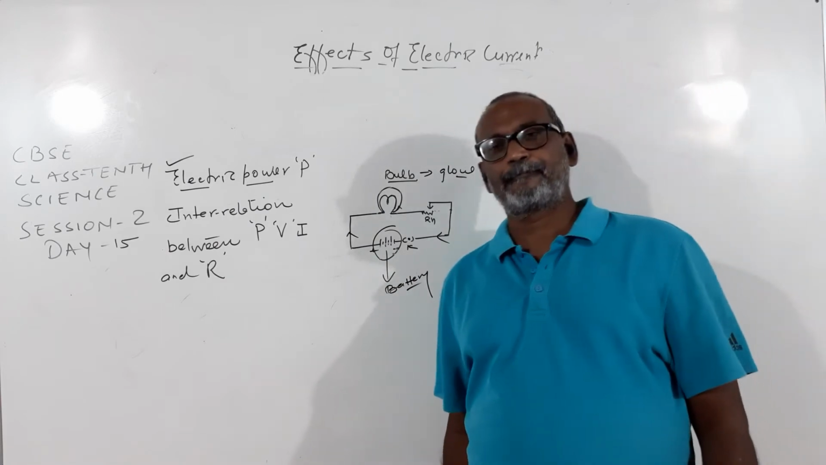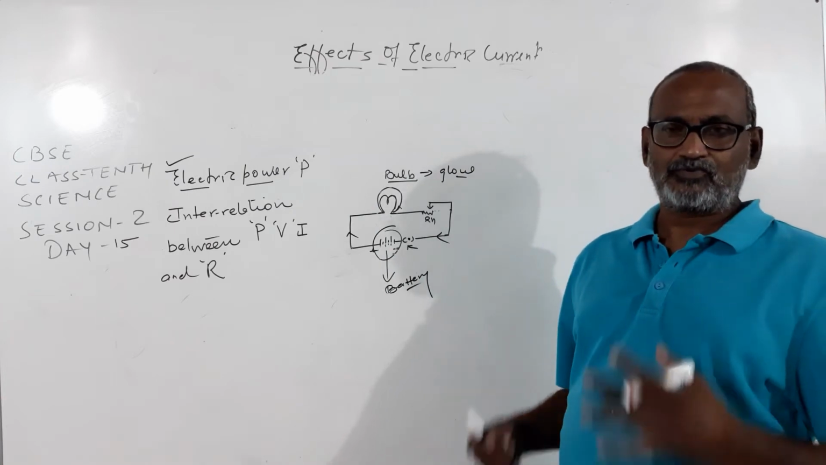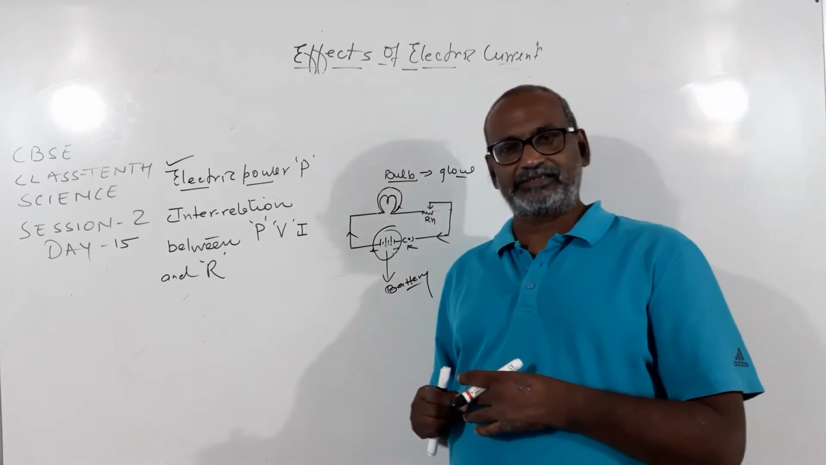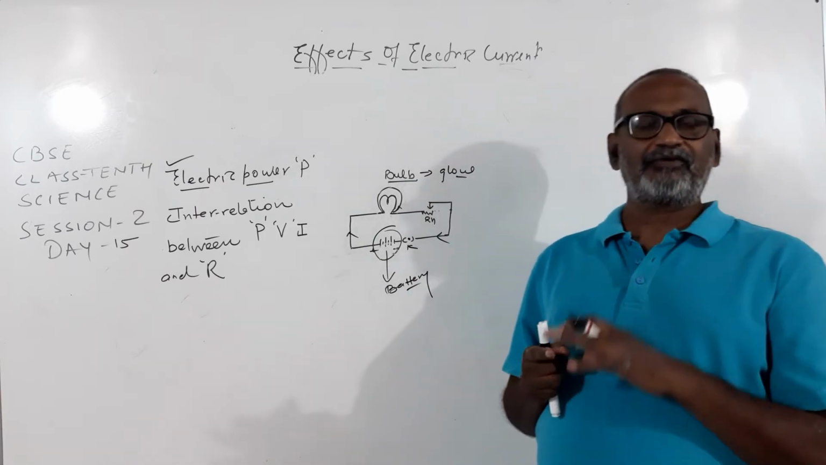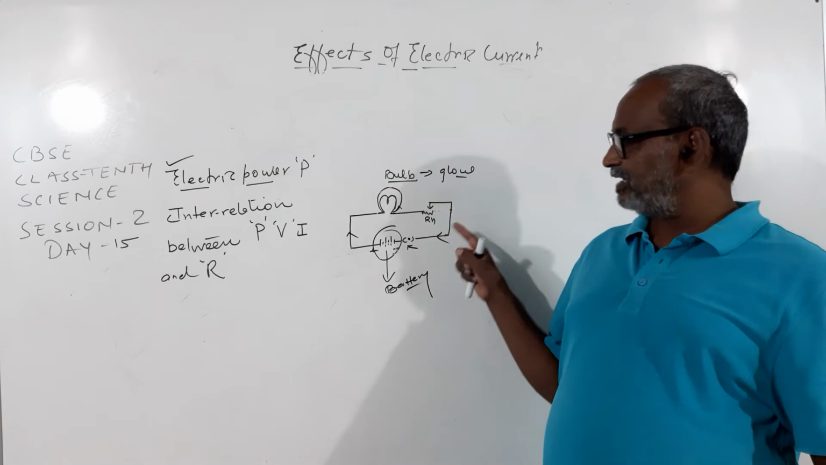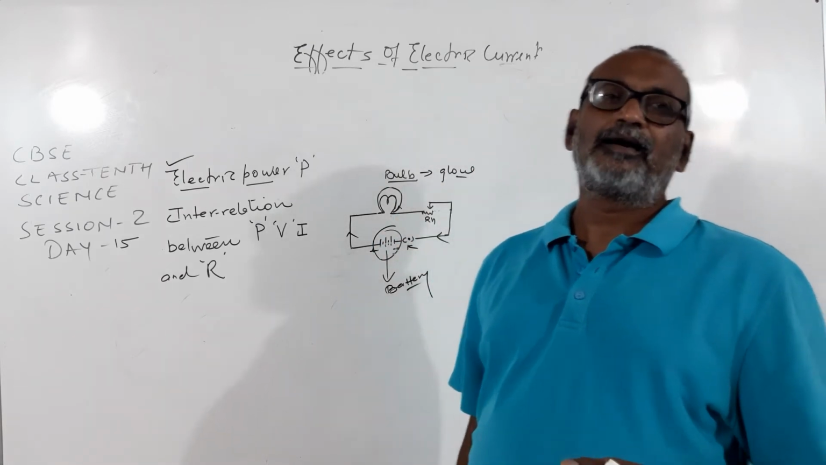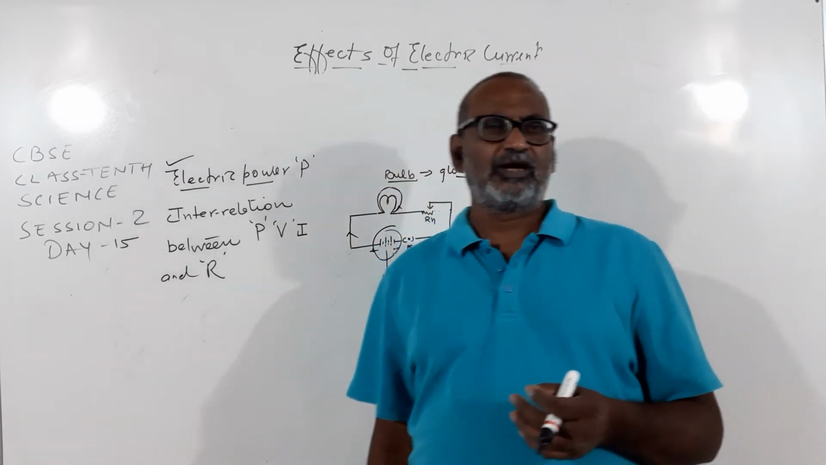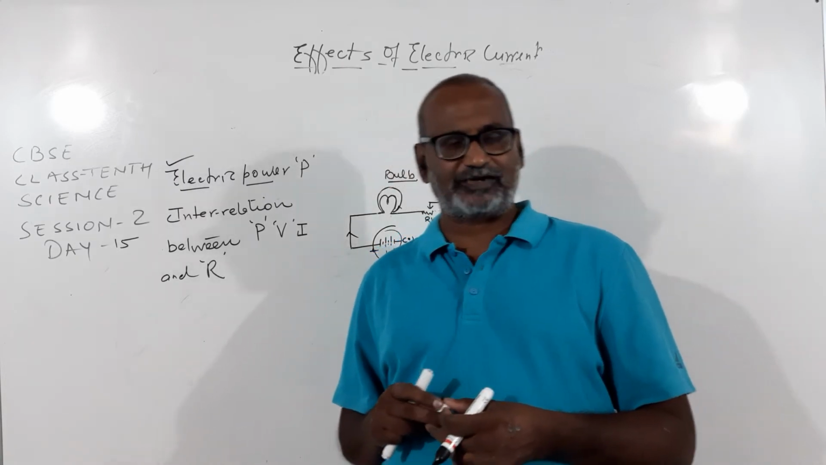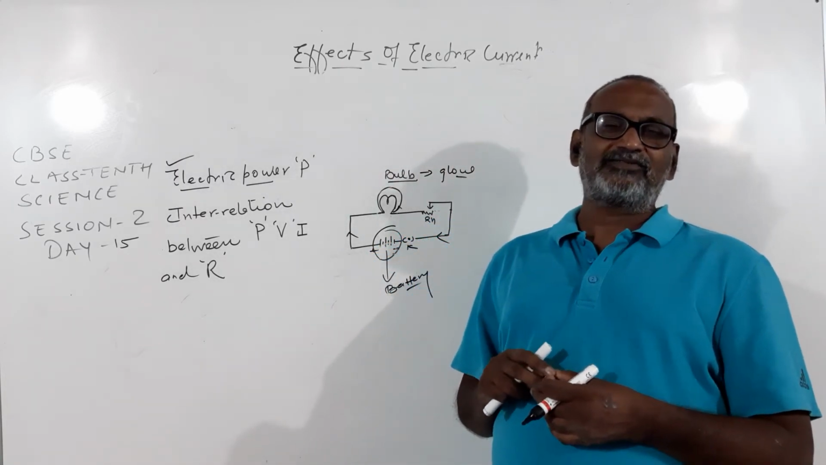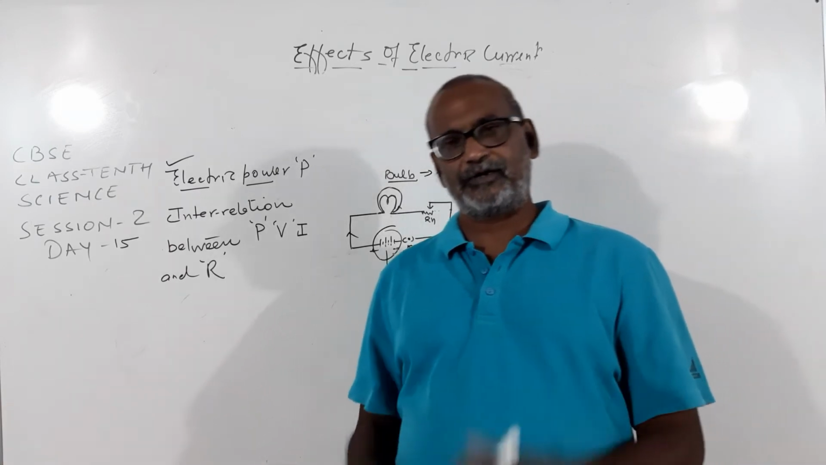What is power? The amount of energy transferred per unit time in an electric circuit is called electric power. So what happens in an electric circuit? In an electric circuit, energy is transferred, and this transfer of the energy per unit time is called power.